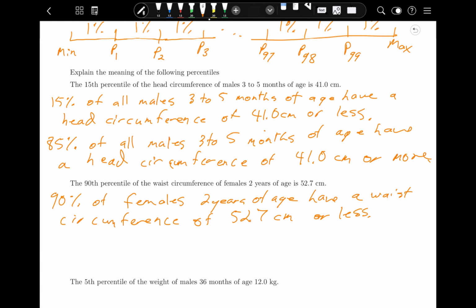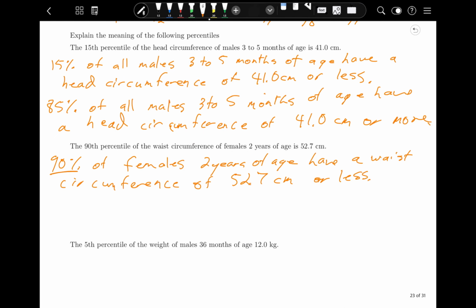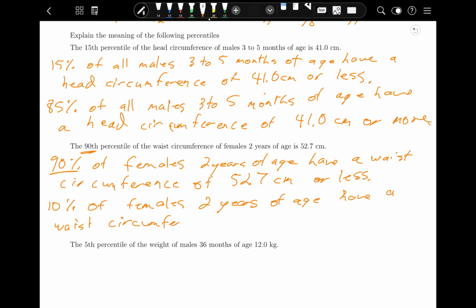Right? When I'm matching the percentage to the percentile, it's going to be "or less," because that's what the percentile means. That data value has 90% of the data less than it. Or I can do 100% minus 90% to get 10% of females 2 years of age have a waist circumference of 52.7 centimeters or more.